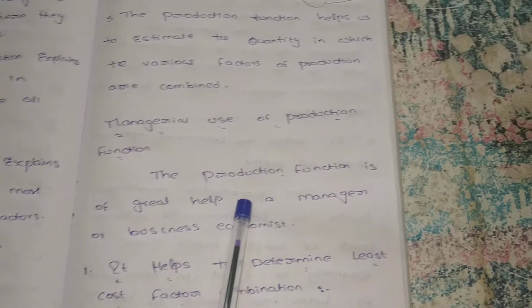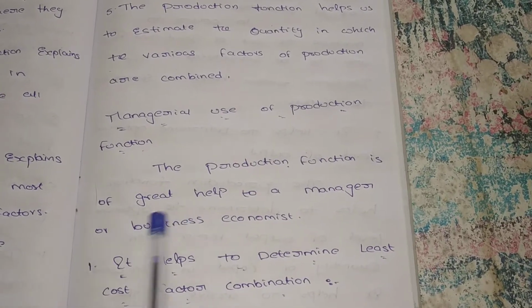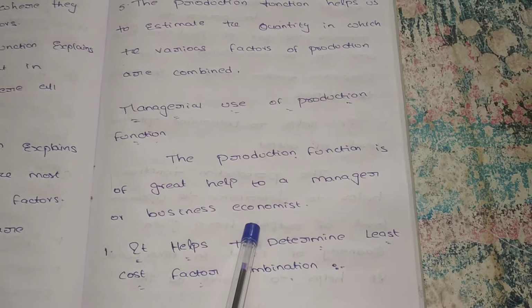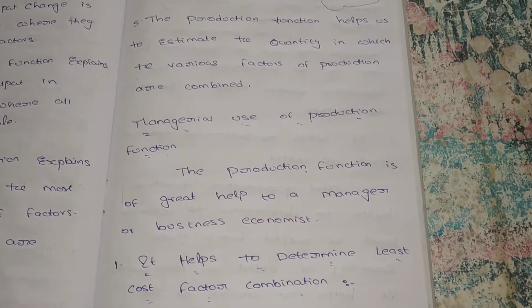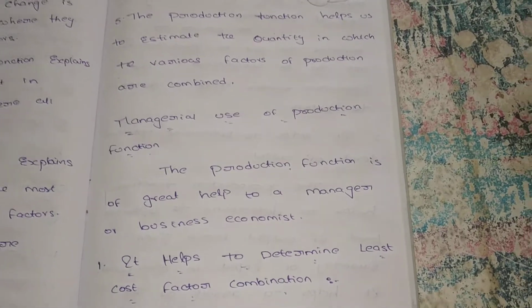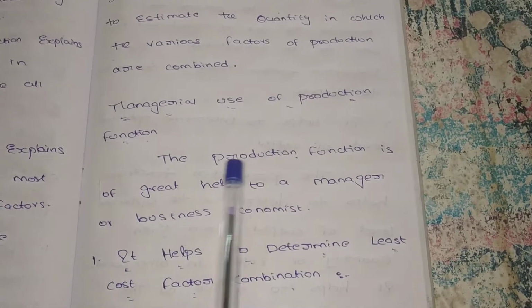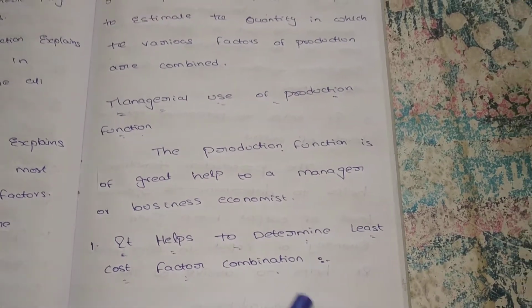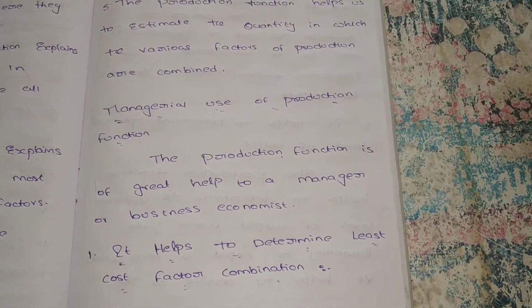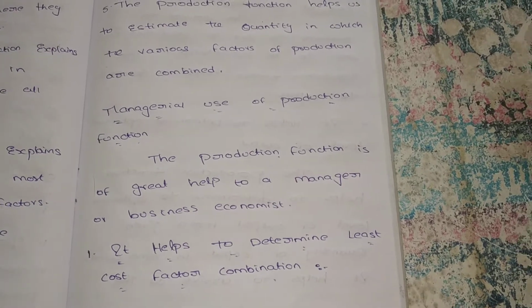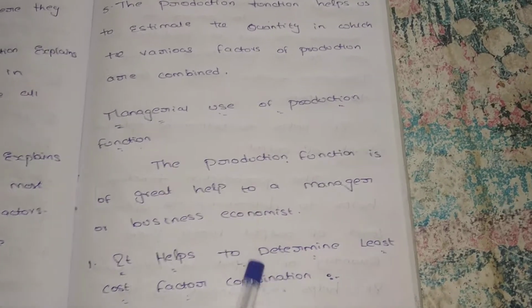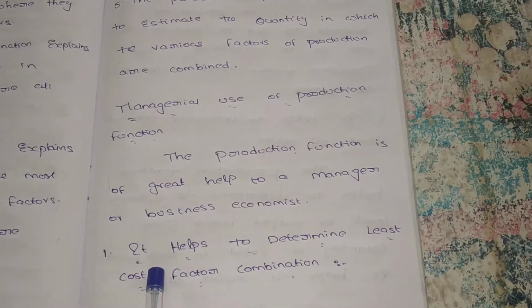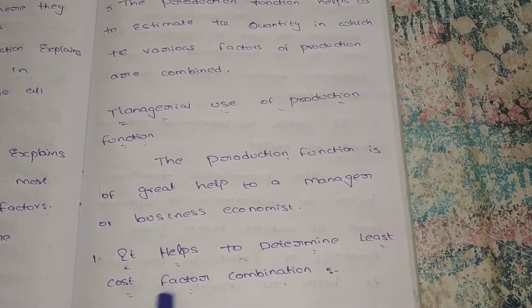Let's discuss. The production function is of great help to a manager or business economist. It is very useful for the manufacturer or business economist before estimating the combination of inputs for achieving the output. First, it helps in determining the least cost of factor combination.